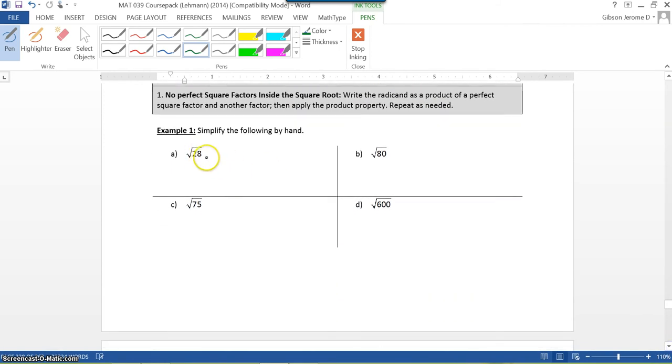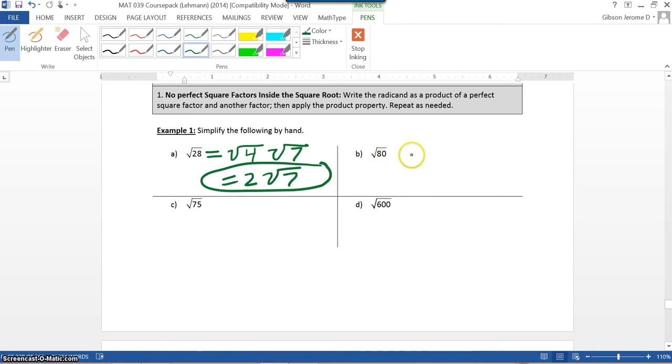Now we have to look here. Perfect square in 28. You can look back up at your chart. If you notice, we see the number 4. So we could break 28 down to the square root of 4 times the square root of 7. Isn't 4 times 7 28? Now we know the square root of 4 is 2, and we bring down our square root of 7. So our final answer is 2 times the square root of 7.